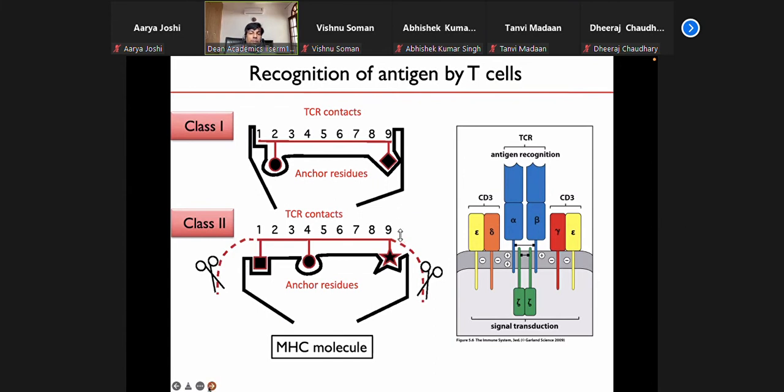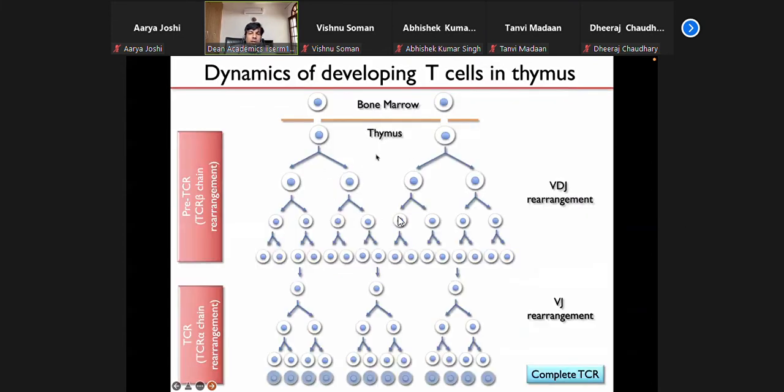Okay, so we already have talked about this slide where your cells were coming from bone marrow. They enter the thymus, they keep on dividing. The first process that has to happen is VDJ recombination followed by VJ recombination. Then you generate a complete TCR, and this is probed against your own antigen recognition, right? If you find autoreactive cells, the cells die. If they don't, they survive and they get to the periphery.